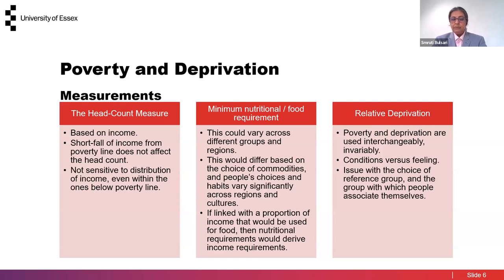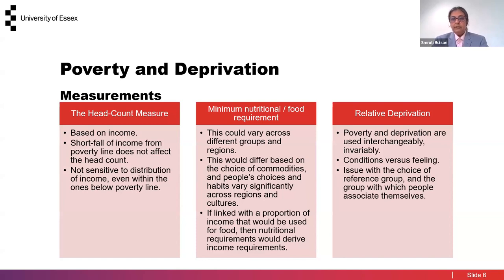The second measure, minimum nutritional or food requirement, is somewhat similar to defining a poverty line: if somebody does not get a specified intake of calories per day, then they are classified as poor or deprived. But again, this measure also has limitations. The choices of commodities and habits vary significantly across regions and cultures. And if you try to link these calorie norms or minimum nutritional or food requirement with income, then again it would be based on the income-based poverty line, and the nutritional requirements would in turn determine the income requirements.